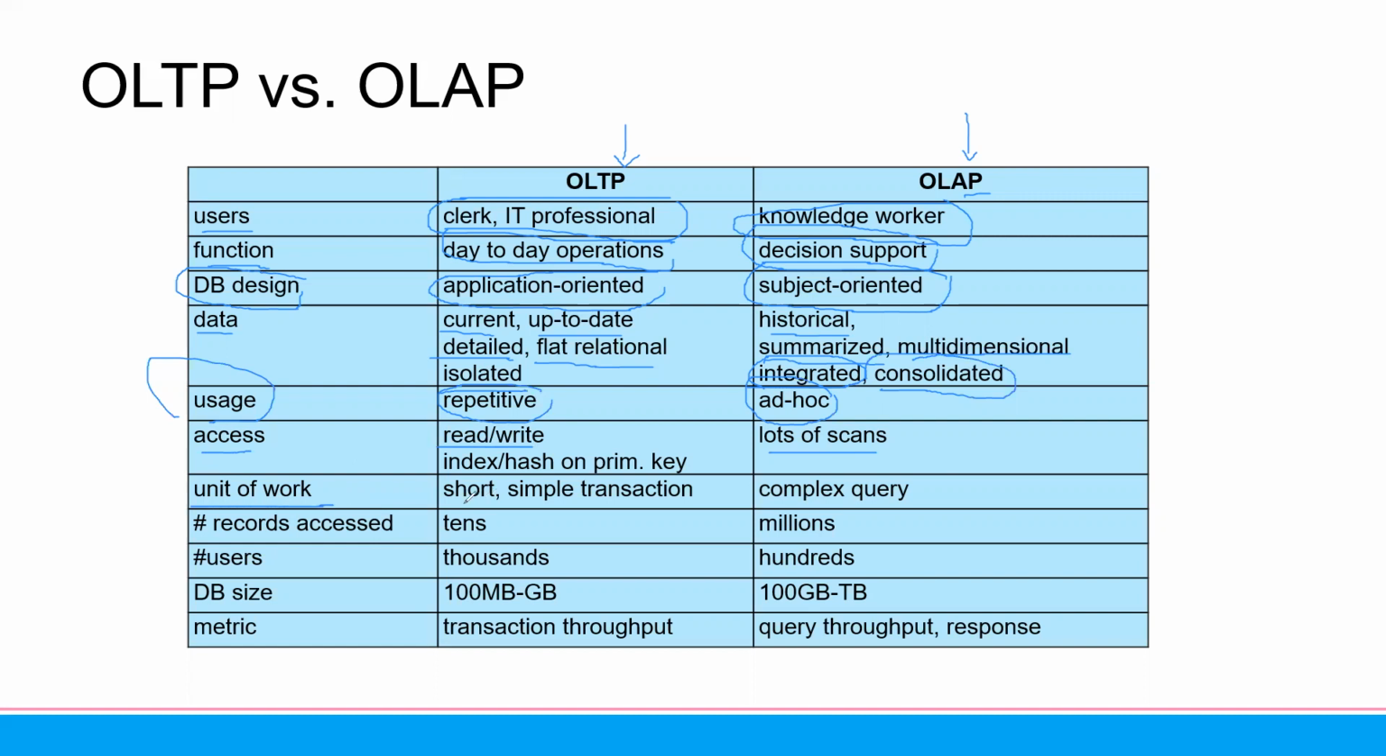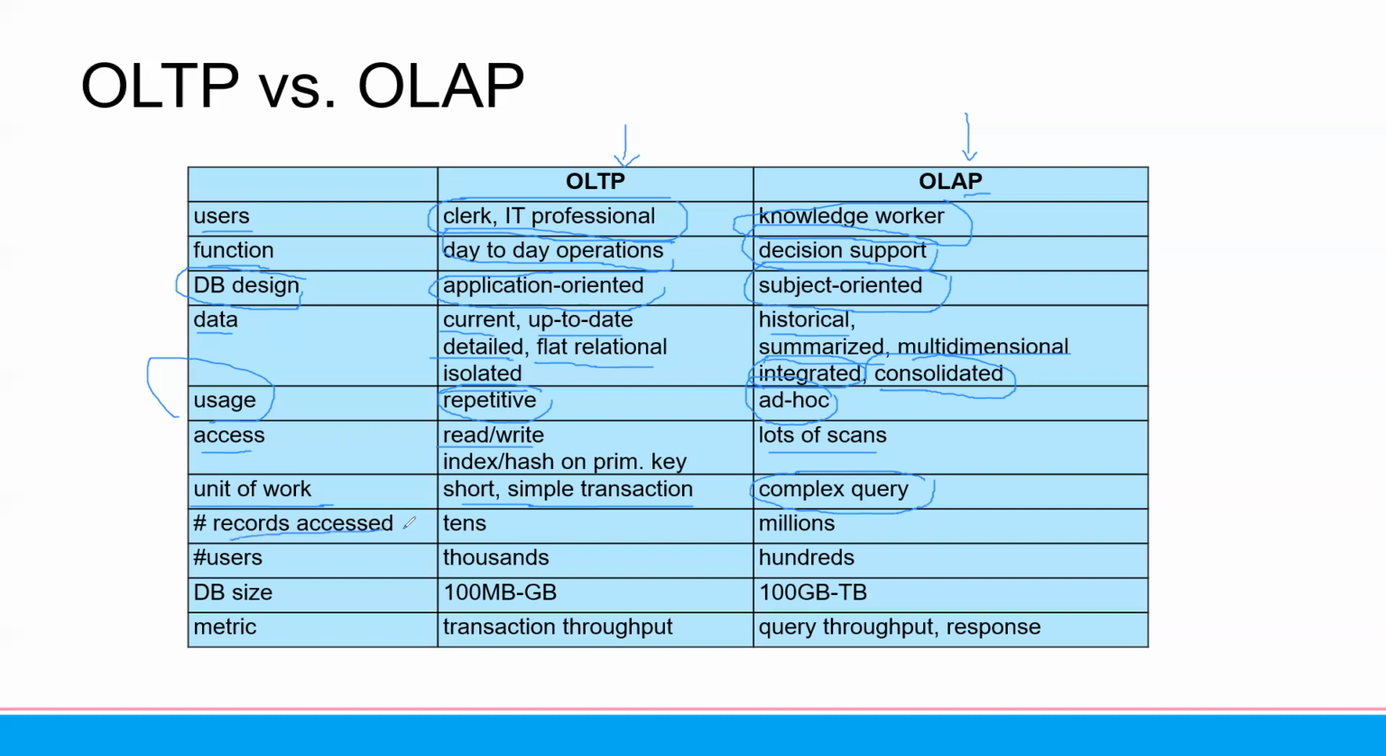The unit of work is short and simple transaction. So, for example, how many products do you buy today? So you can input and finish. But in the OLAP, it is more complex. So you need to check how many products did the store sales in January 2010, and how many branches that have the similar product with that store. So something like that we can also do with the complex query.